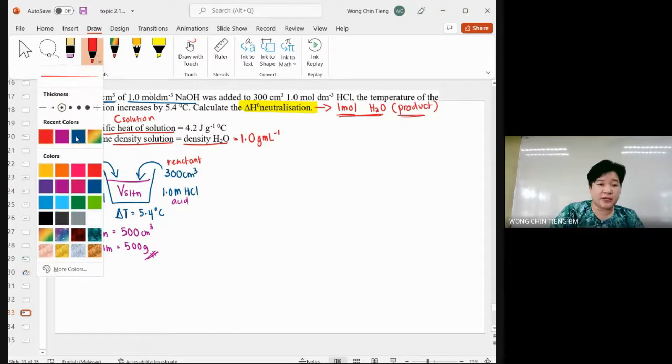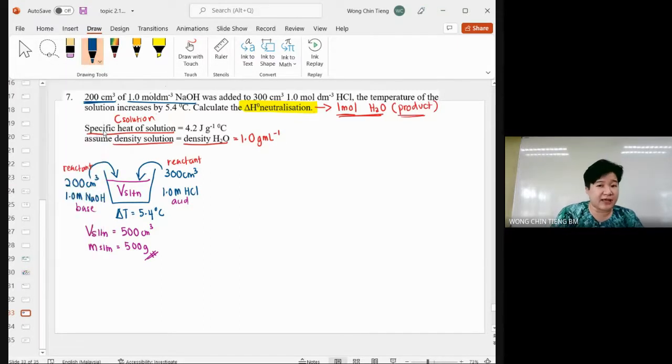Dan sebelum kita buat limiting reactant, I think whenever you have neutralization, it's very important to get the balanced equation. So balanced equation yang ni tutup mata boleh buat: NaOH aqueous tambah HCl aqueous. Yang ni tak boleh buat.